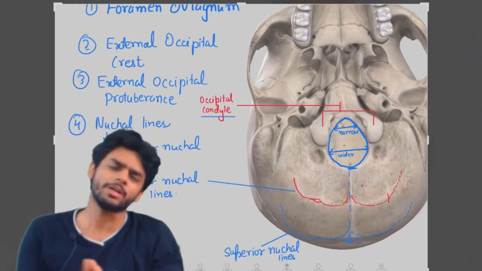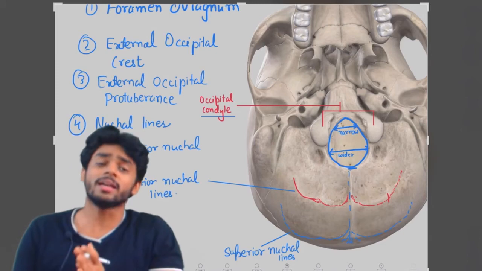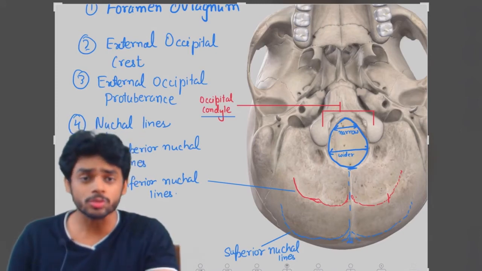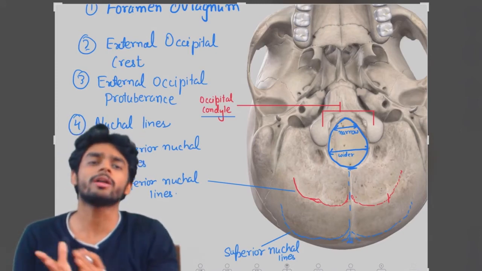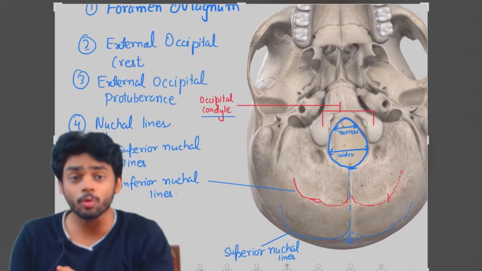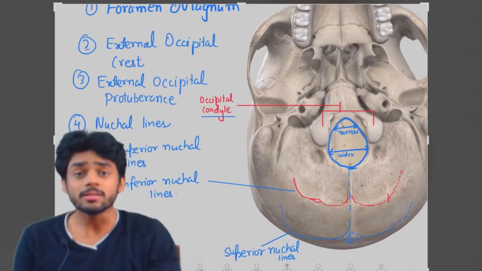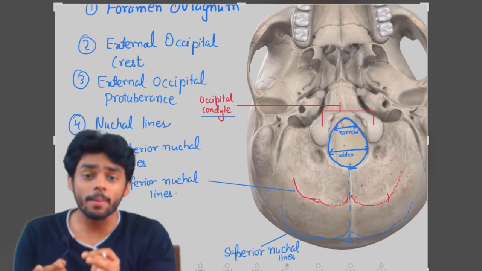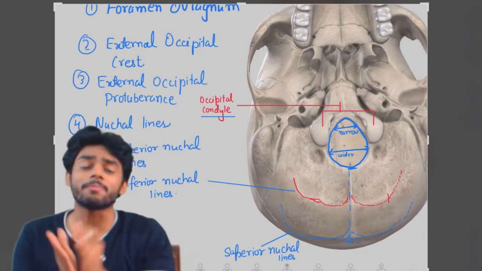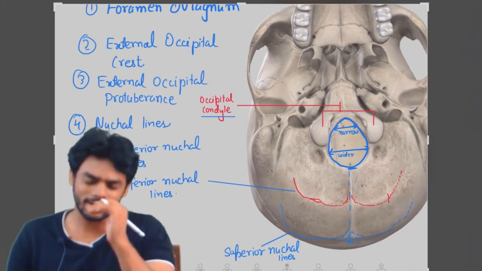Now we will jump into the lateral area. The lateral area shows some of the structures like the condylar part of the occipital bone, the squamous part of the occipital bone, and the jugular foramen, styloid process, and mastoid part of the temporal bone. Let me show you here.